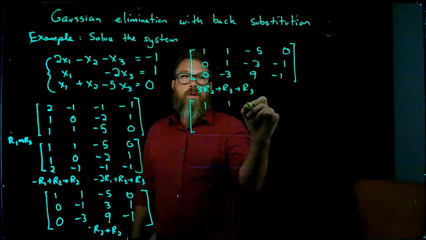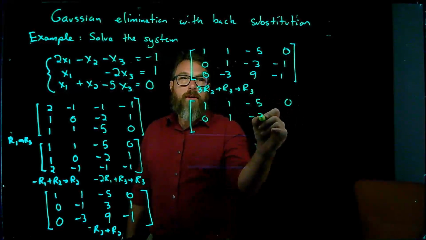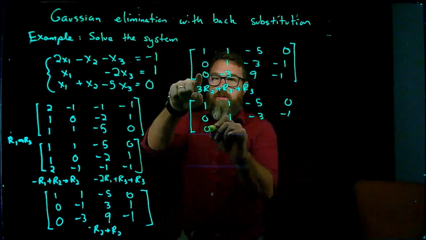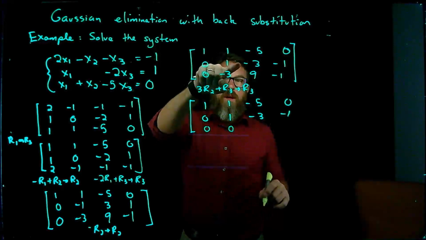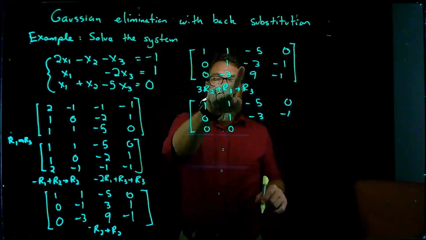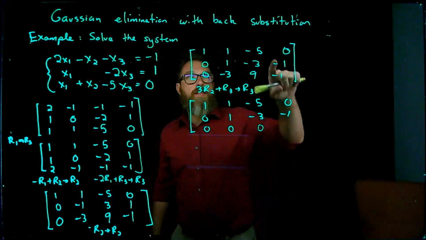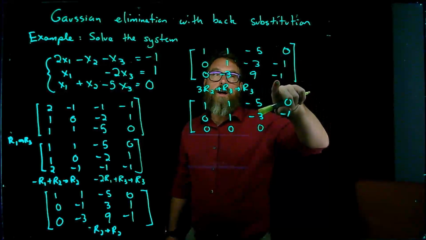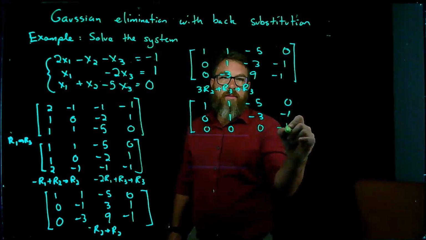So 1, 1, minus 5, 0, 0, 1, minus 3, minus 1, and my new row 3 is going to be 3 times this plus this, which is still 0. 3 times 1 is 3, minus 3 is going to be 0. 3 times negative 3 is going to be negative 9 plus 9 is going to be 0. And then 3 times 0 plus row 3 is going to be equal to negative 1.